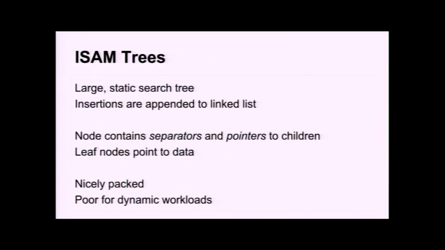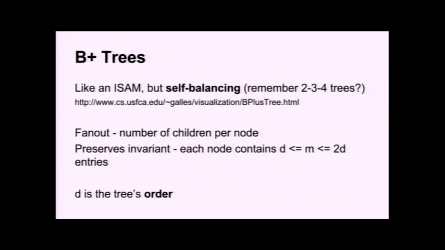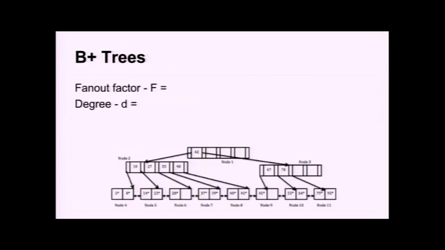Okay, so ISAM trees are basically static B trees. So I'll talk about B plus trees. A B plus tree self-balances. There are two key characteristics of a B plus tree: the fan-out factor and the degree. The fan-out factor is, for some node, how many children does that node have? Remember, any node in a B plus tree corresponds to a page in the index, and that node can contain some number of pointers.